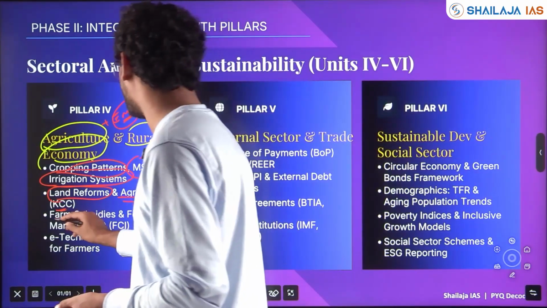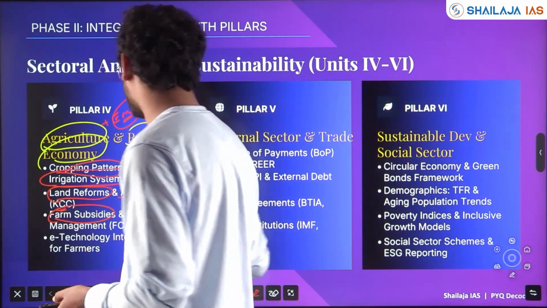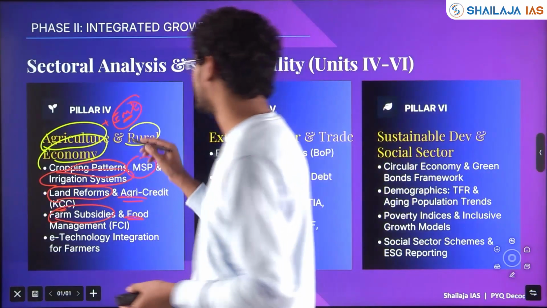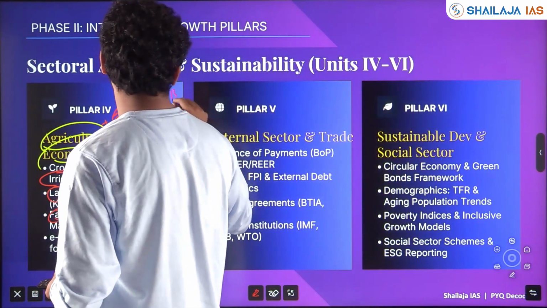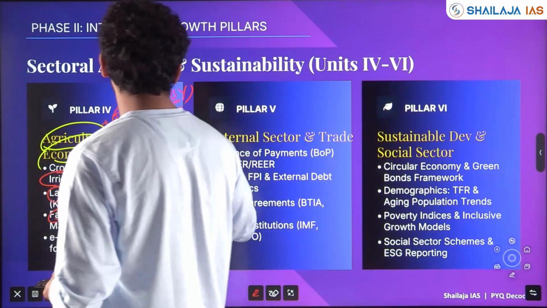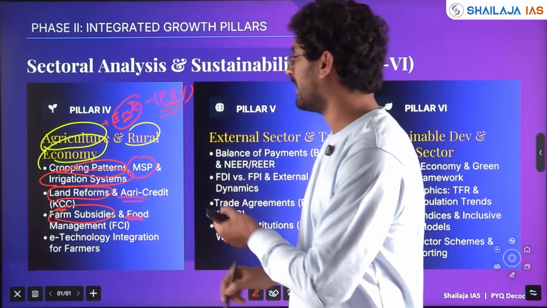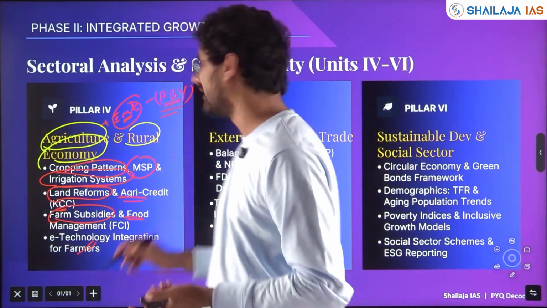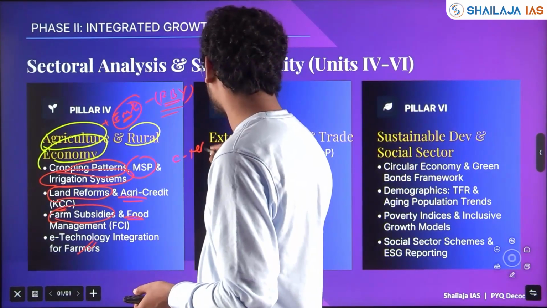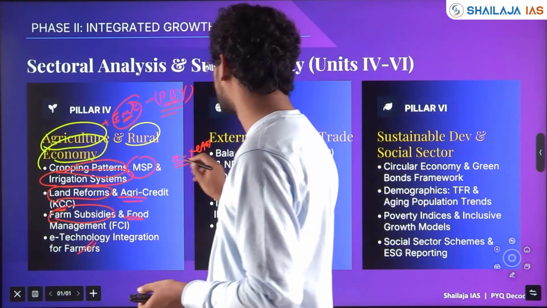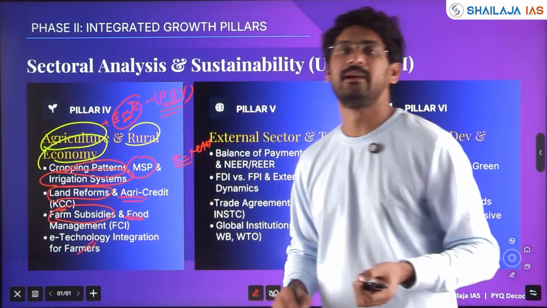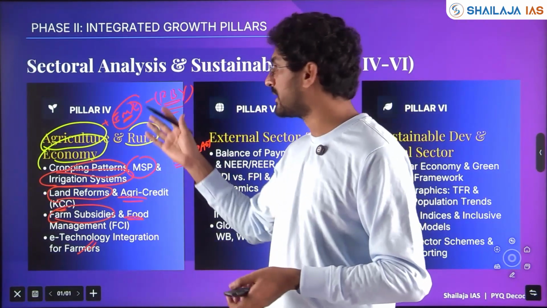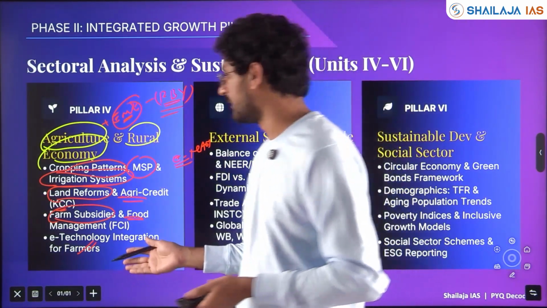Okay. Then farmer subsidies, food management under Food Corporation of India. Okay. Then Bima Yojanas. Okay. Fasal Bima Yojana. Insurance, crop insurance also becomes very important. Then e-technologies with respect to farming. Okay. eNAM. Recent farm bills. Okay. Which were repealed. And new model acts if there are any. All this becomes very, very important.